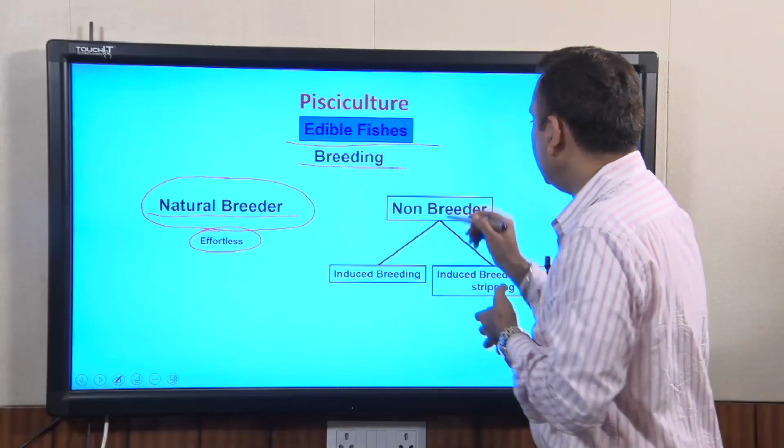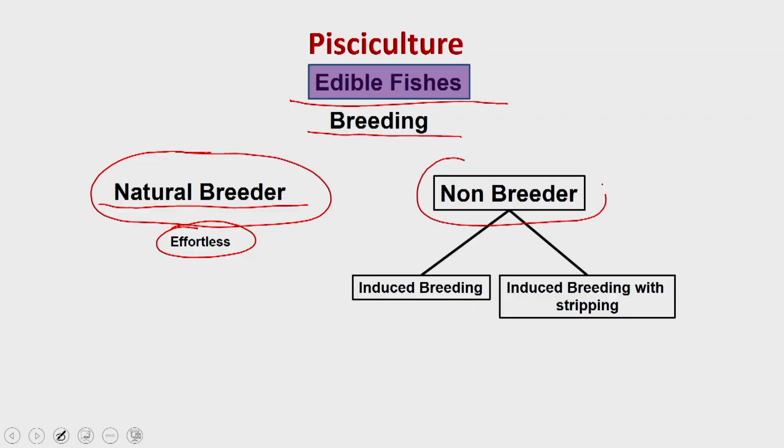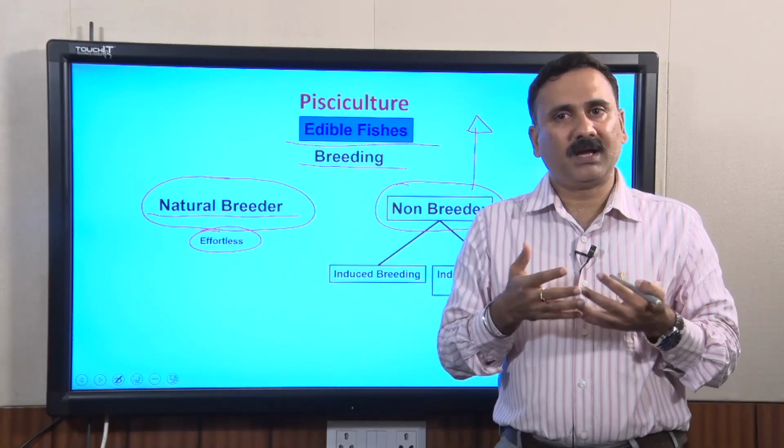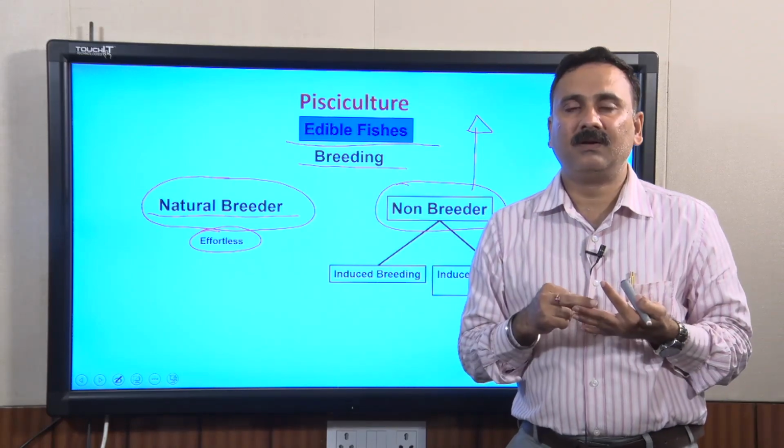On the other hand, you have the class of fishes which are the non-breeders. What I mean by non-breeder is that these fishes are natural breeders if you keep them in the river or larger natural water sources. For example, if you keep them in the river, they are going to breed, because they are acclimatized to living in the river.